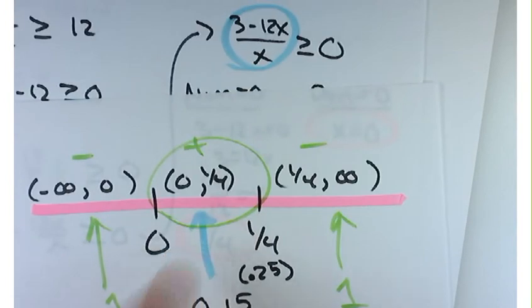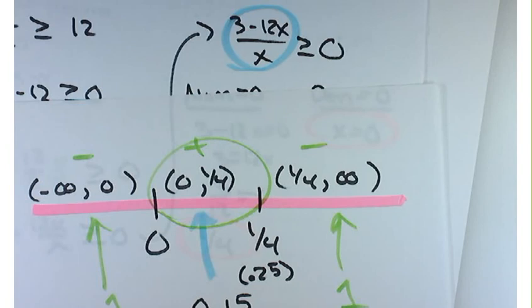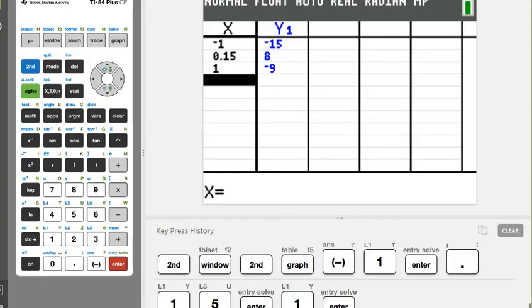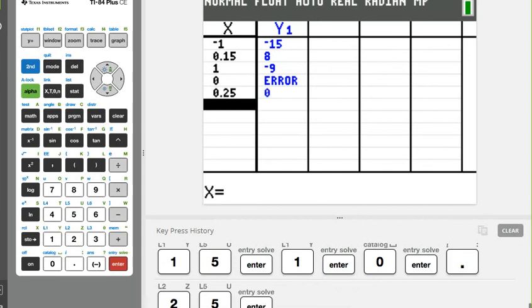Now, you can think it through a couple ways. One of them, you can realize, oh, wait, I can't have 0 in the denominator, so I'll do a parenthesis there. But if you're more married to the technology, you can type in a 0 and see that you get an error. Whereas if you type in 1/4, and I'll type it in as 0.25, I get a 0. 0 is less than or equal to 0. I can use that. No problem there.